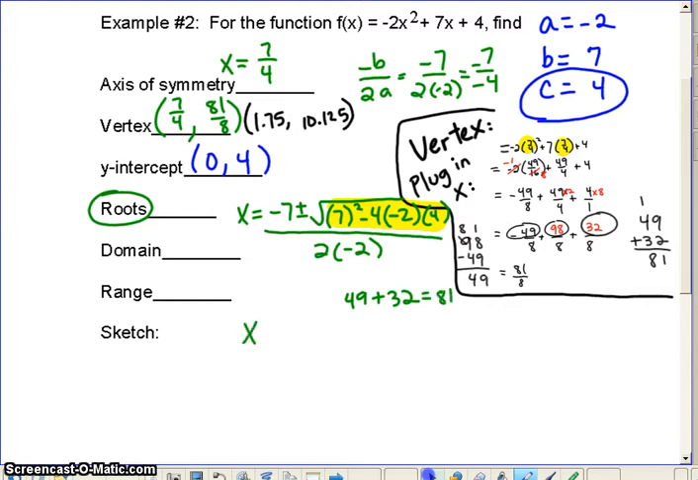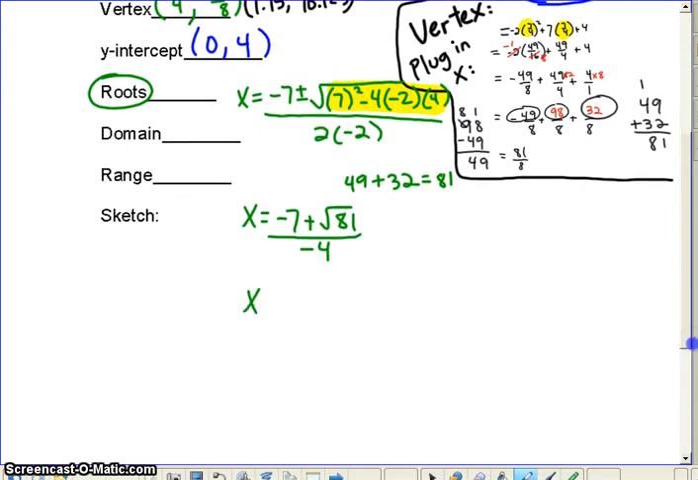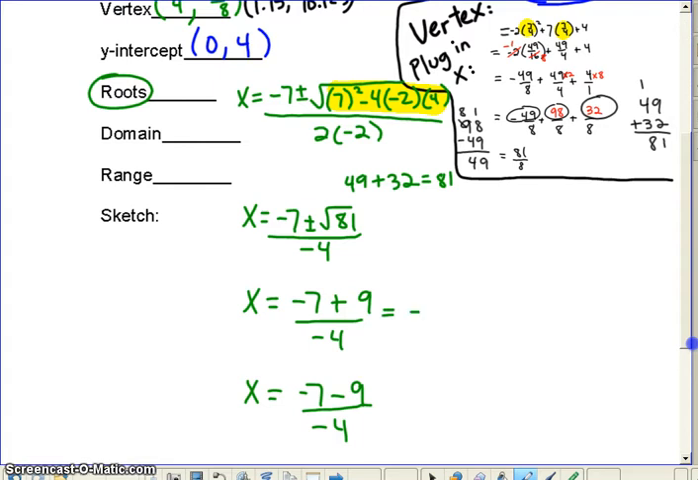All right, so x is equal to negative 7 plus the square root of 81 divided by negative 4. That works out really nice for us. We're just going to go ahead and simplify that. x is equal to negative 7 plus 9, that should have been plus or minus. Negative 7 plus 9 divided by negative 4, and x is equal to negative 7 minus 9 divided by negative 4. Negative 7 plus 9 is positive 2, and 2 over negative 4 is negative 1/2.